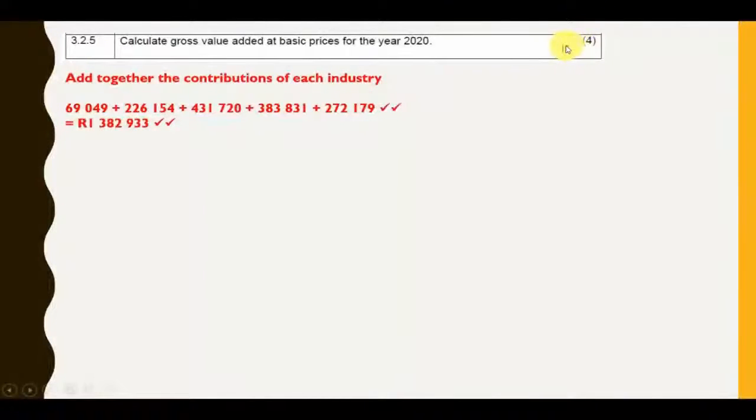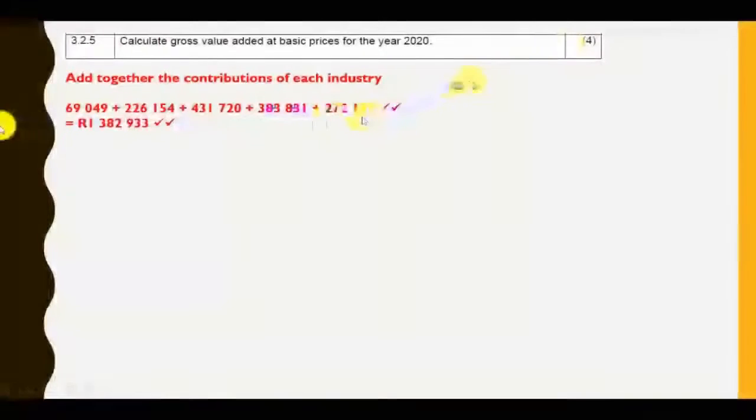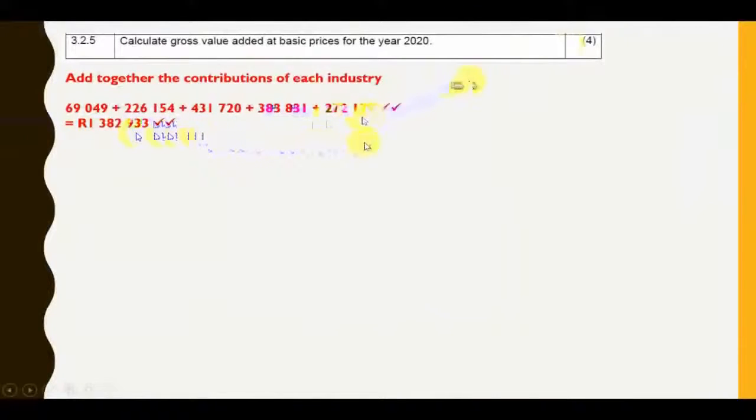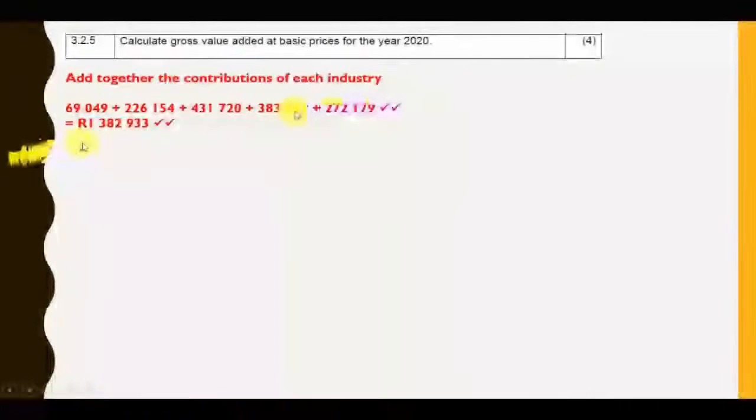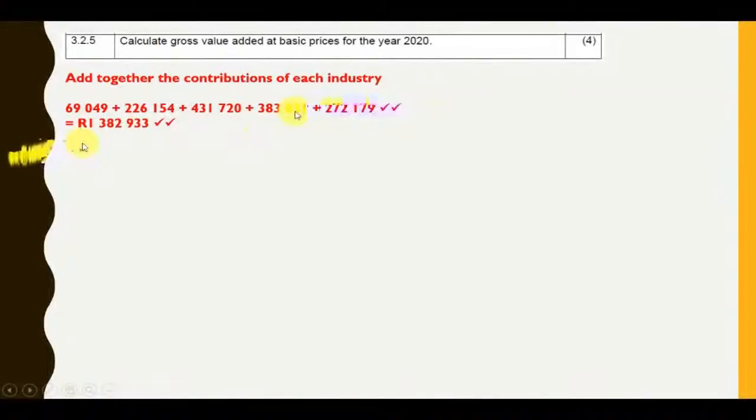Okay? And so I showed you that you get 2 marks for showing me that it's adding up all the figures, and then 2 marks for the correct answer. So even if you make a calculation error and you get the answer wrong, you can still get your 2 marks over there. And as said, please remember to put the rand sign in the answer. That's very important.